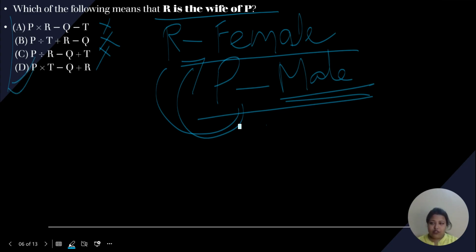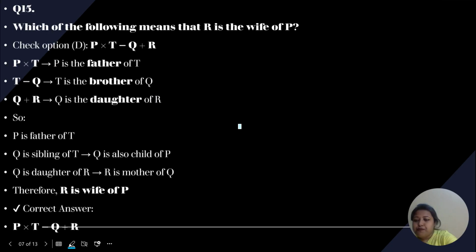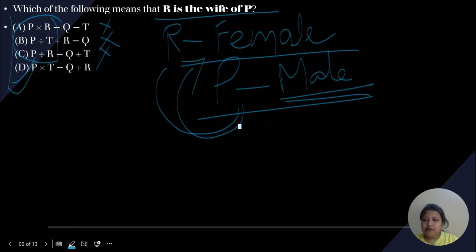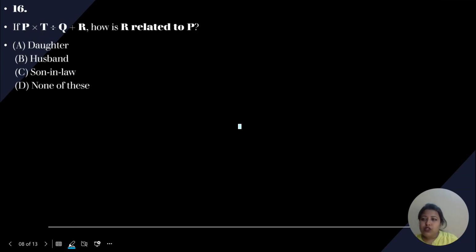We won't even solve it. See, by the process of elimination we have got it. D is the correct option, because the other options are also wrong in the beginning two equations. So P into T, Q plus R is the correct answer, D. Moving on to the next question.